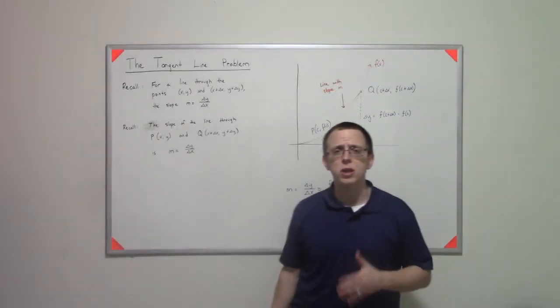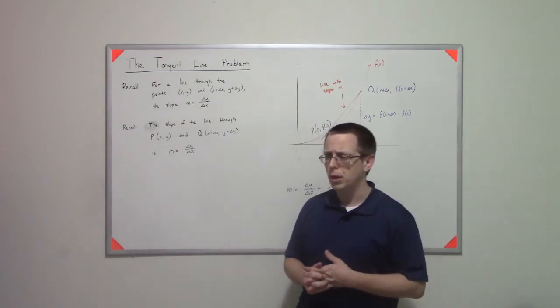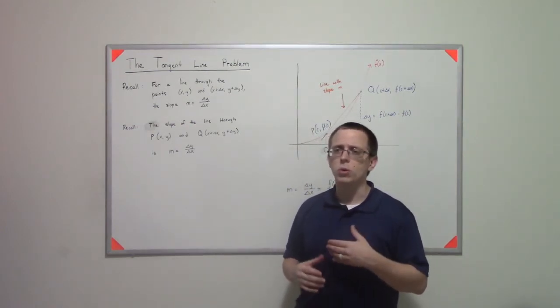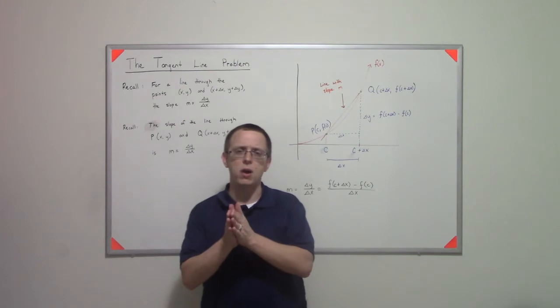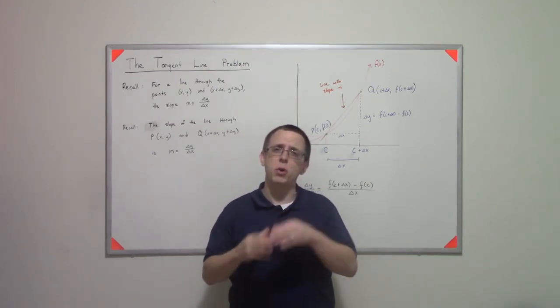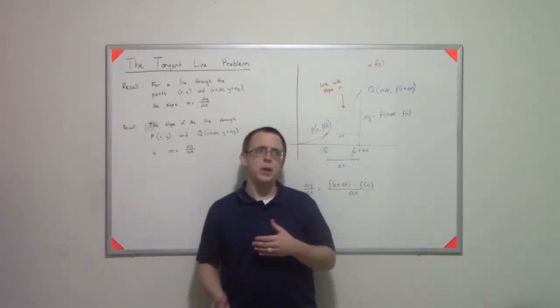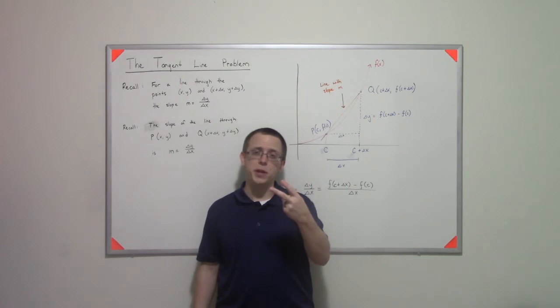Probably the most classic example of calculus is the tangent line problem. And the tangent line problem relates to the idea of how do we figure out what the slope is on a curve as opposed to a line. Now, tangent is probably something you have two familiarities with.